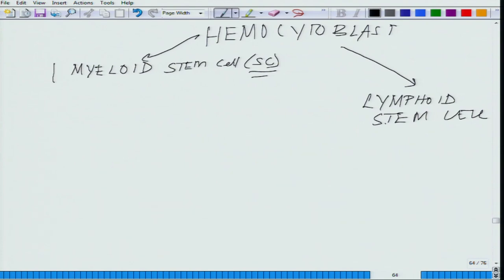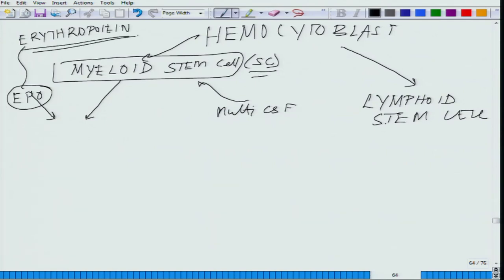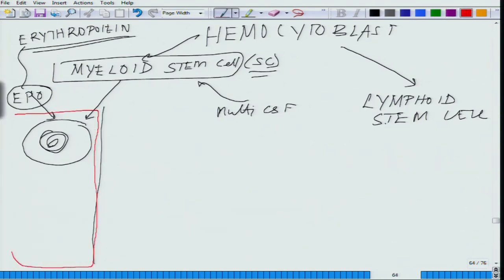So then, these myeloid stem cells, under the influence of a factor called multi-CSF, form certain elements. And of course, there are a few other molecules involved in it, which is called erythropoietin, EPO. Under the influence of EPO, some of these myeloid cells form the precursor cells for RBC. So this is the zone where we will be talking about all the RBC formation. Let me put it in red. So, these are the progenitor cells for the RBC. This is where the RBC progenitor cells are forming.